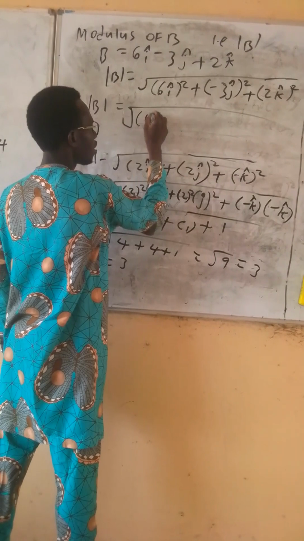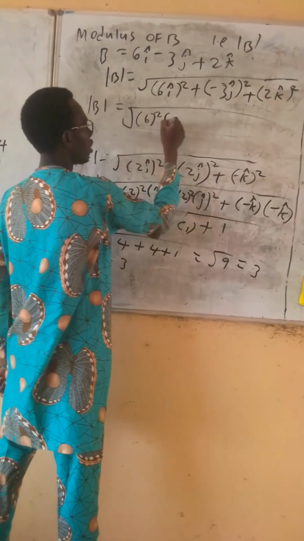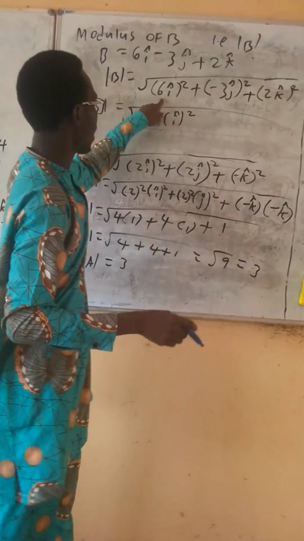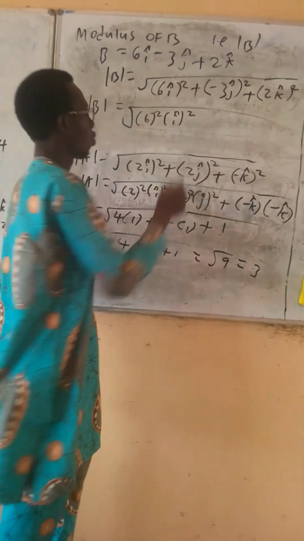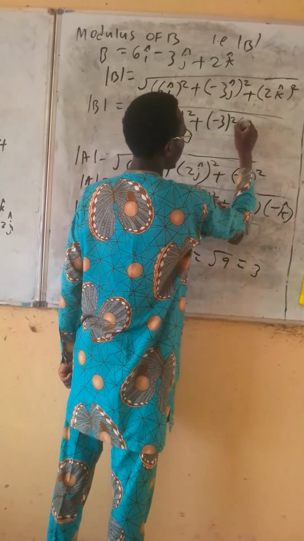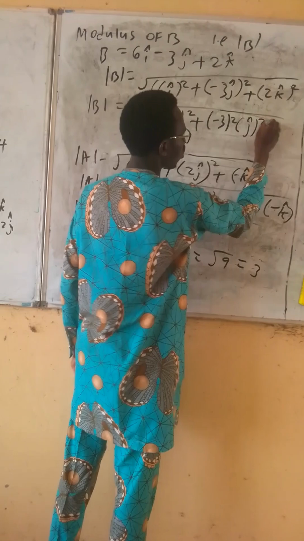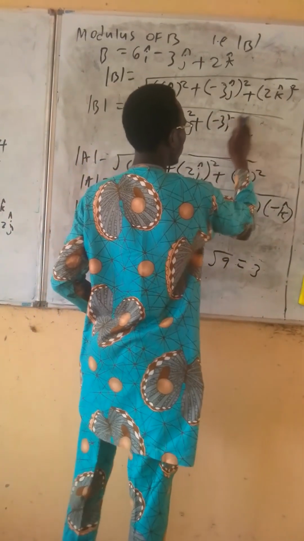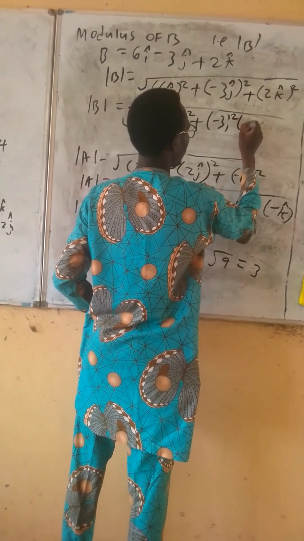6 squared, I vector squared, 6i squared, this is squared for both of them. We also have plus minus 3 squared, j vector squared, because the square is for both of them. So that is it.